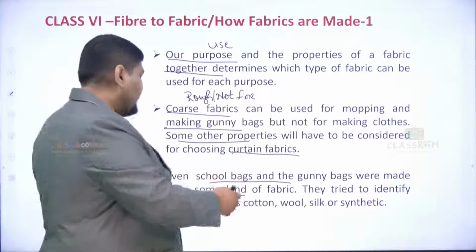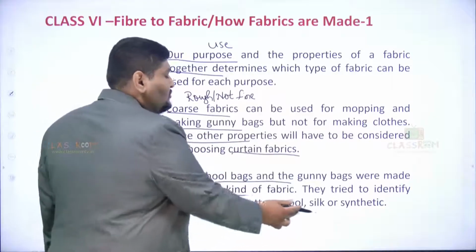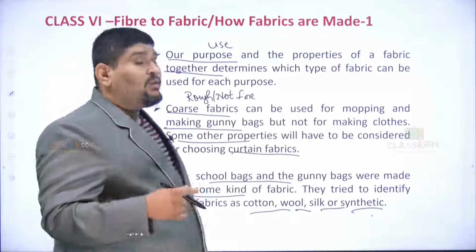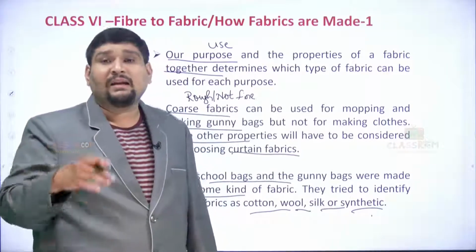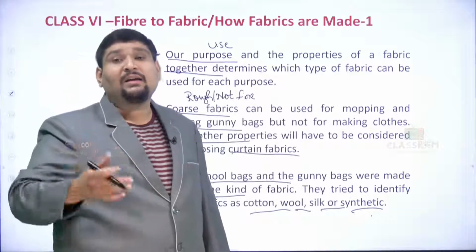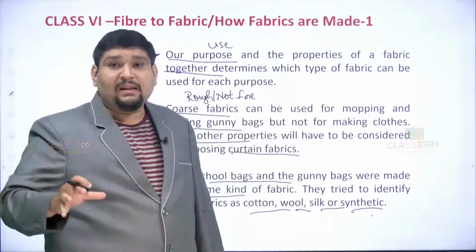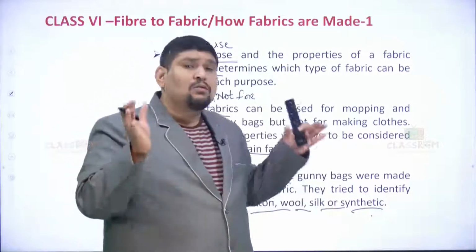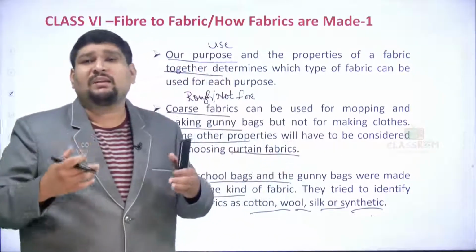And they try to identify these fabrics as cotton, wool, silk or synthetic. So again, when they try to manufacture this type of clothes, they try to classify, and then they go with a different type of material, a type of clothing. As we know, the common types of clothes are wool, silk, cotton.